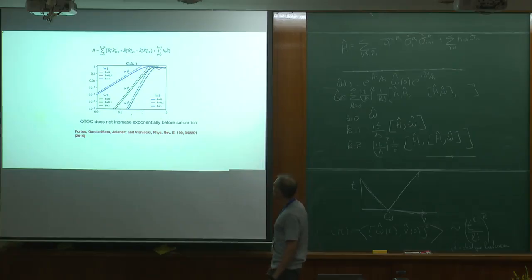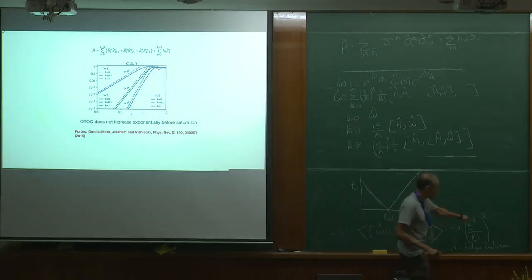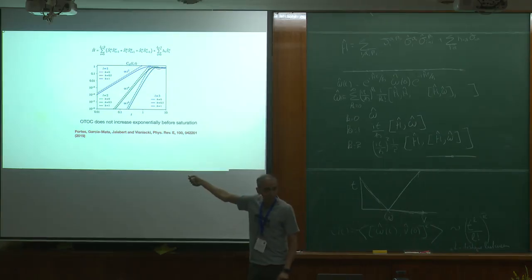And sure enough, you can see that there isn't an exponential increase. There is actually an increase which is a power law, and the power law does seem to have this form. So you can see the power law here goes as t to the power of 2L. When the separation is equal to 1, it's t squared. When the separation is equal to 2, it's t to the 4th. When the separation is equal to 3, it's t to the 6th, and so on. So that's what you see.